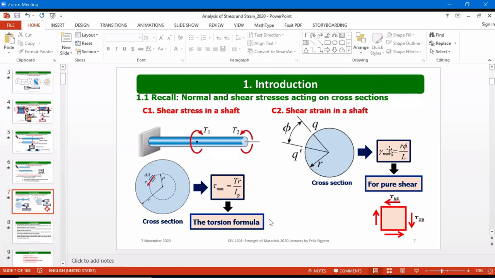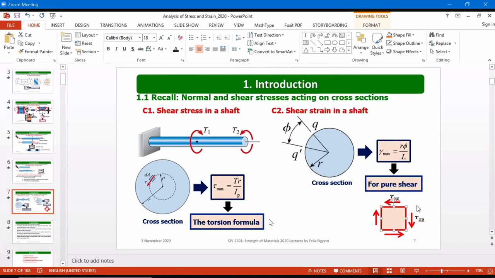And then you also saw how to compute the shear strain in a shaft using this formula: the maximum shear strain, denoted by gamma, is given by the radius times the angle phi, divided by the length of the bar. So all this applies for the case of pure shear. Circular bars under torsion will give rise to a state of stress in such a shaft that will be pure shear.